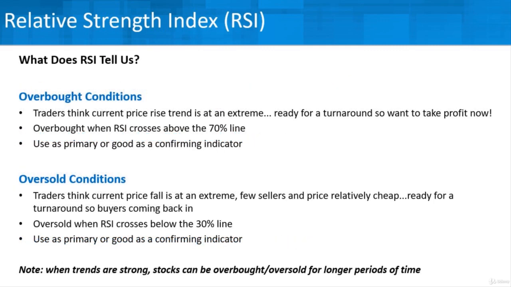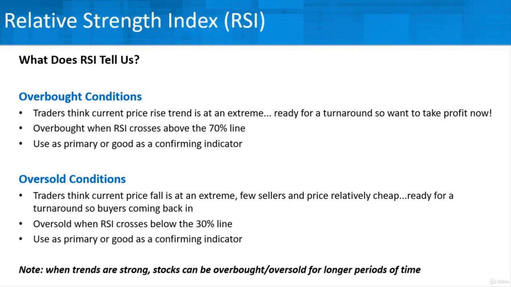So what RSI is really telling us is about overbought and oversold conditions. That's a big thing. If you think about an overbought condition, traders are thinking the current price rise trend is at an extreme, right? The prices have gone up to the top. And traders are starting to think it's starting to settle down now. There might be fewer people coming in to buy. It seems a little overbought. So we might be ready for a turnaround at any moment, where the prices are going to start falling. So we might want to take our profits now. We might be getting towards the peak. Again, it's hard to predict the actual peak and trough of a price, but the idea is you want to get as close as you can.